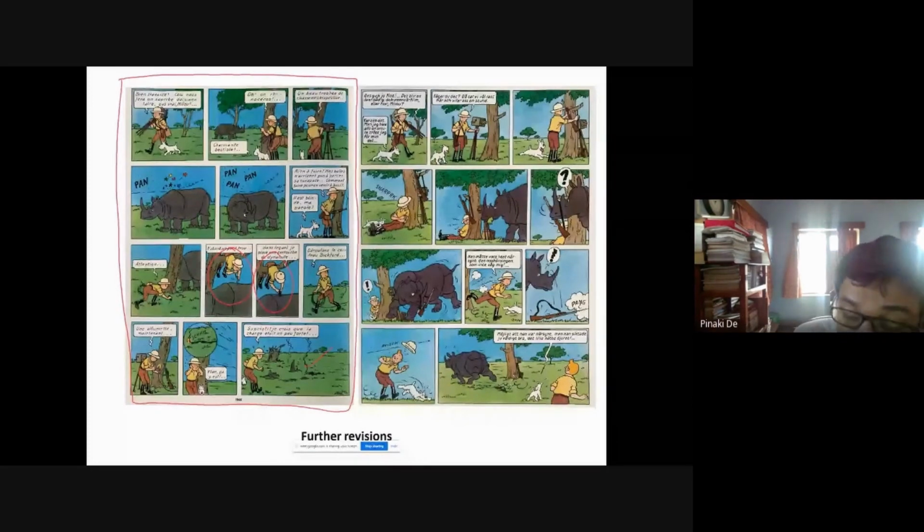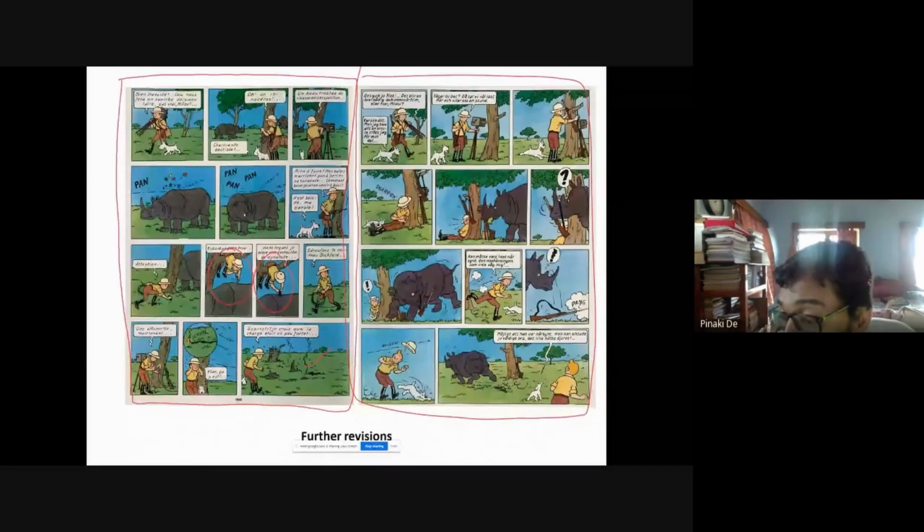So can you imagine the insensitive nature of this comic? You drill a hole inside the back of the rhino and you completely blow it up. You cannot be more inhuman than that. Okay, later the same page, Tintin doesn't blow up the rhino, he just, remember, the rhino escapes. So you can see that he's also changing.